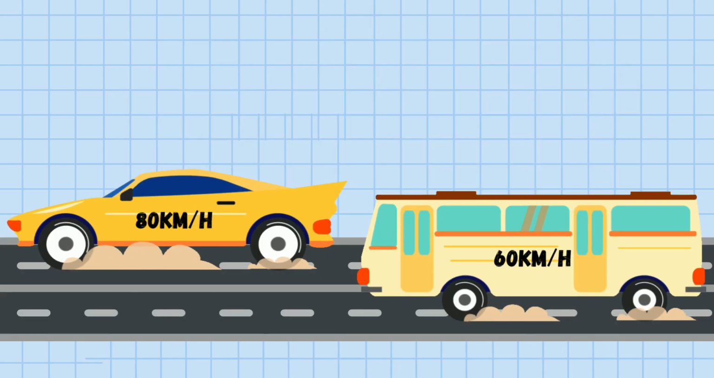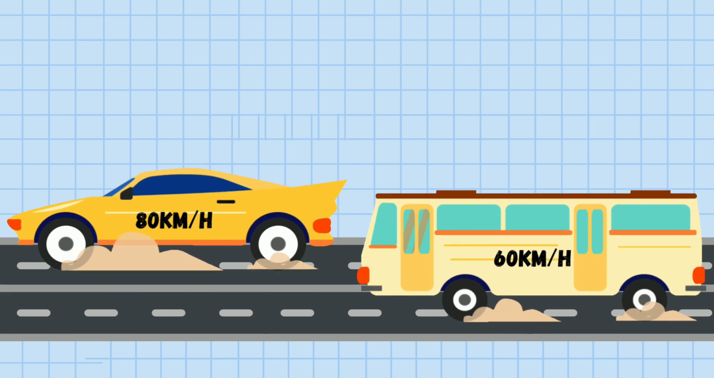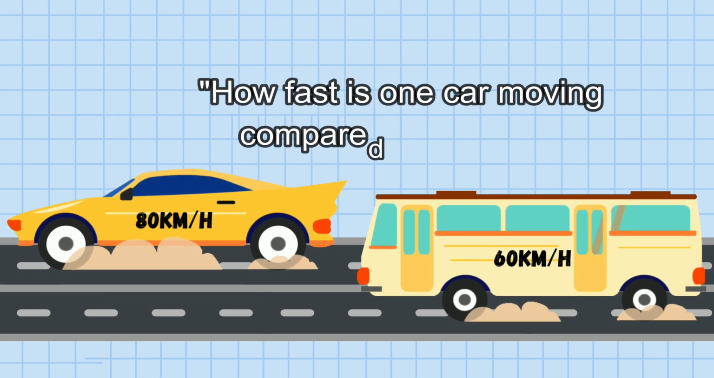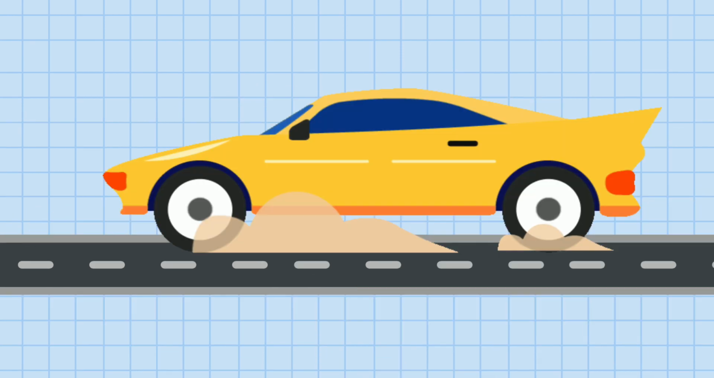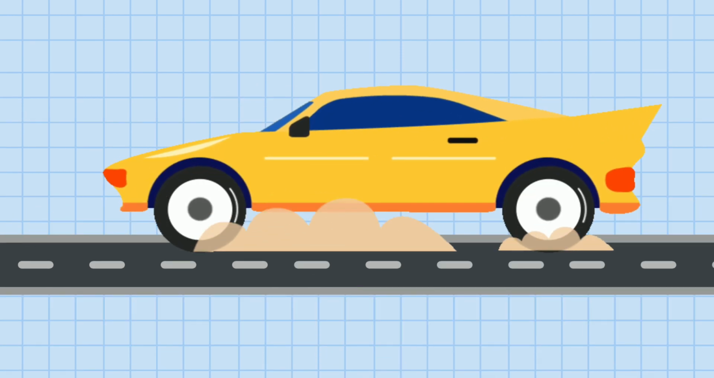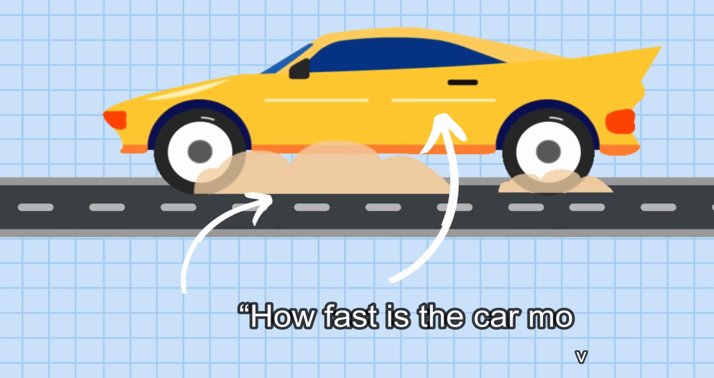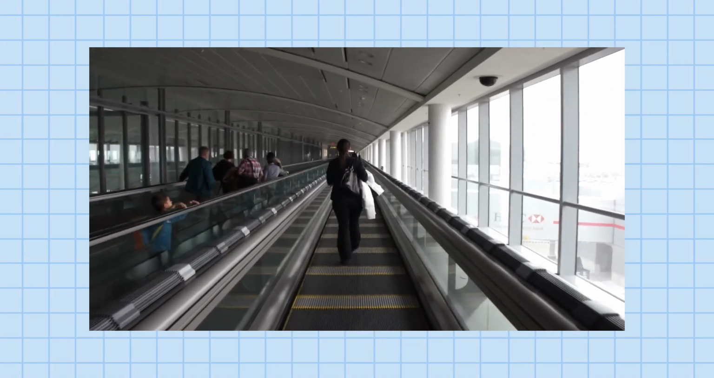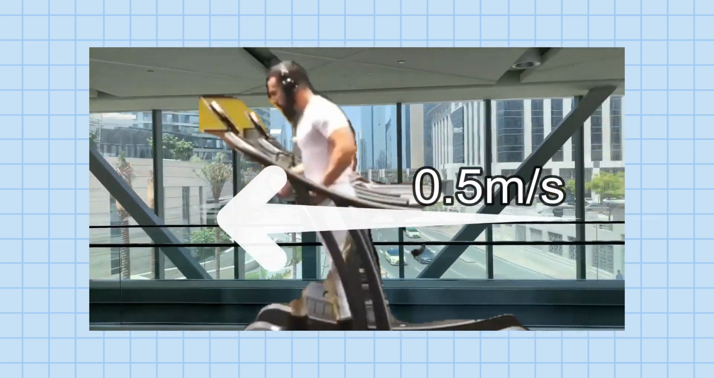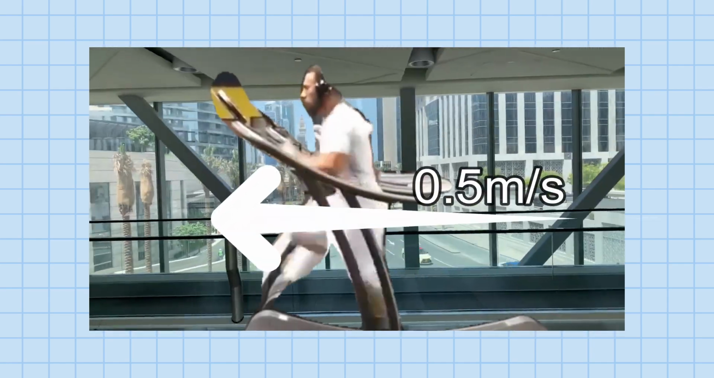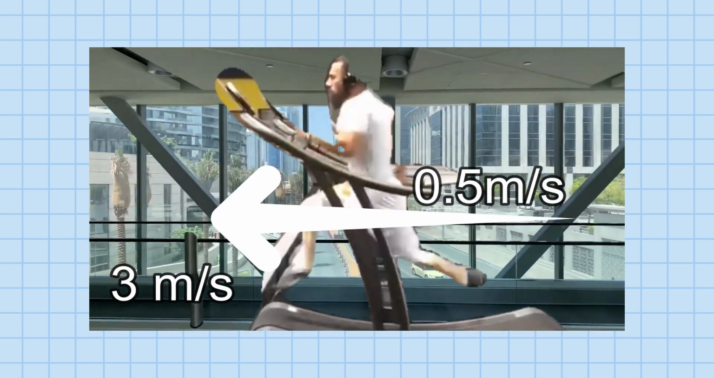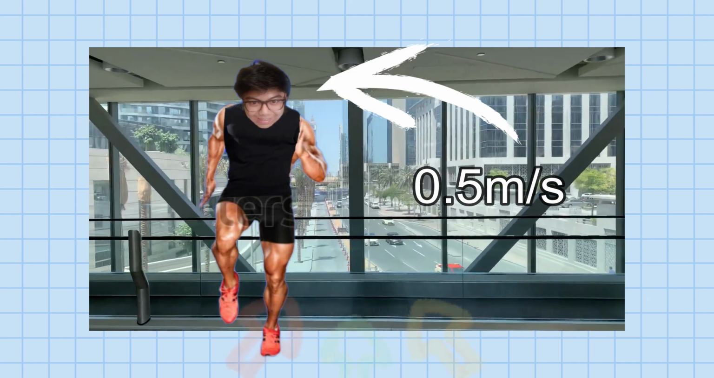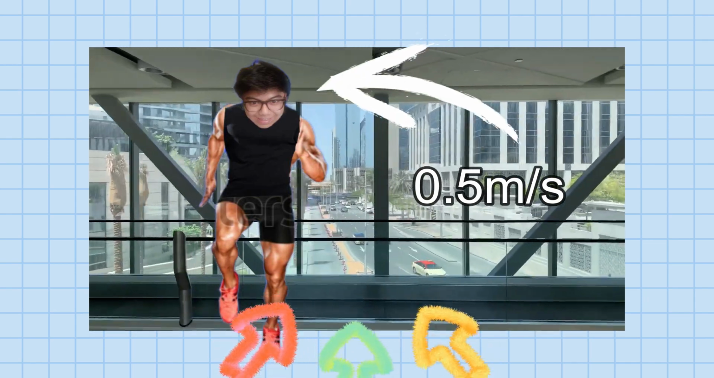Now, imagine two cars driving along the same road. Relative motion between them is like asking, how fast is one car moving compared to another? Relative motion between a car and the road or earth is like asking, how fast is the car moving with respect to the ground? Another example is walking down a walkalator. Imagine a man moving 0.5 meters per second in a walkalator that moves 3 meters per second. To him, his motion would only be 0.5 meters per second, as his reference frame would be the walkalator.